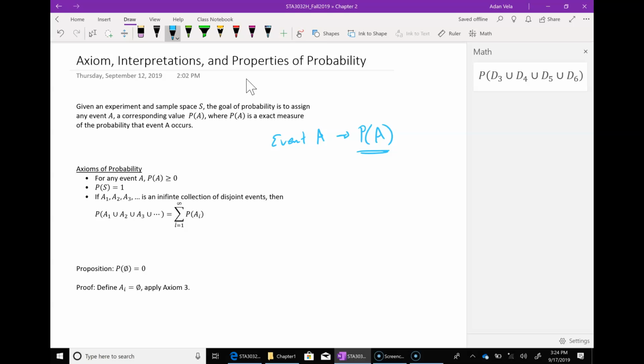The last rule is kind of neat. Okay. So the last rule basically says if you have a bunch of disjoint events, so an infinite collection of them, then if I try to find the union of all these disjoint events, it's just equal to the sum of the probability of each event. Okay.